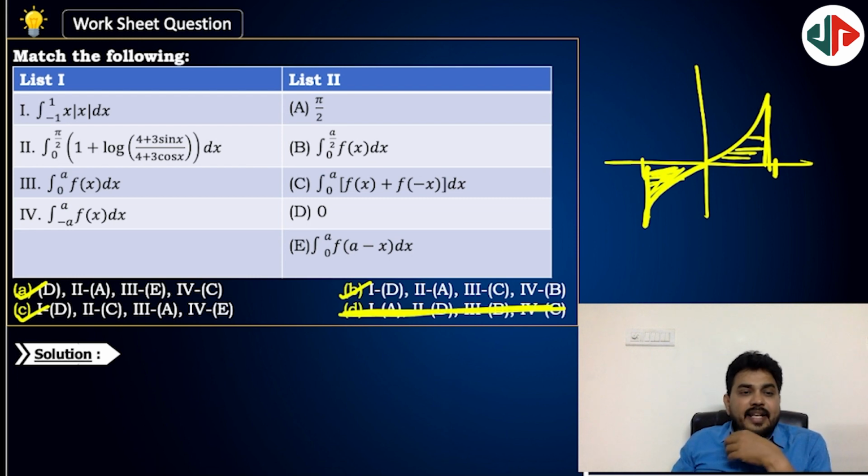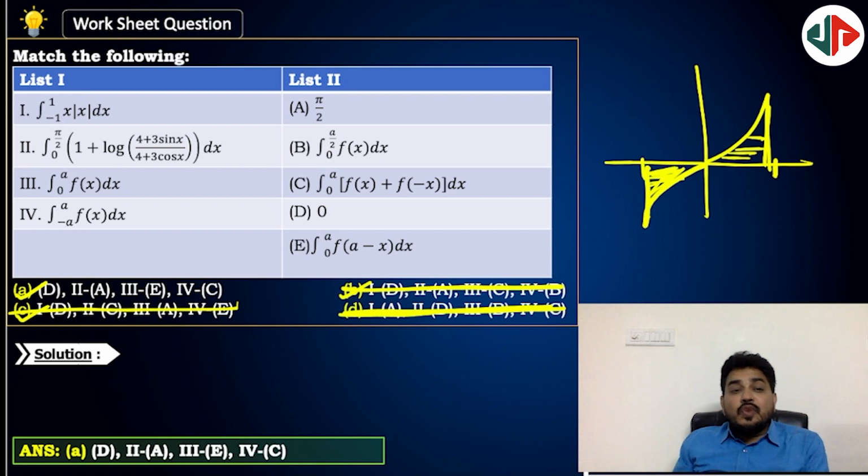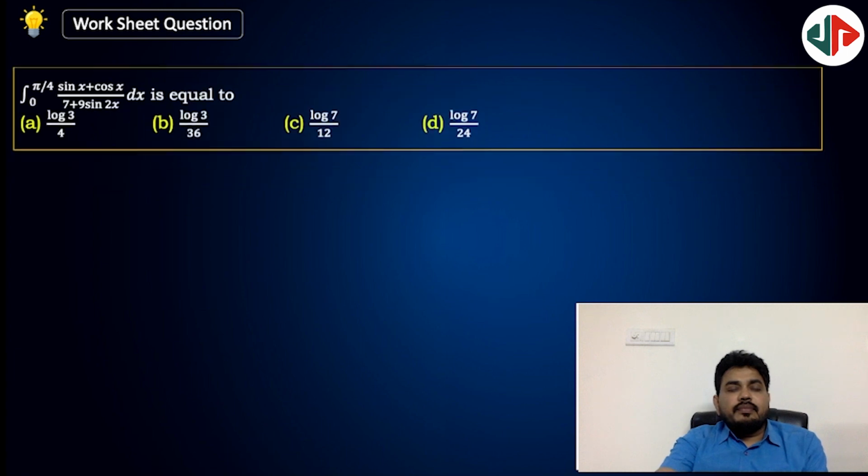Next, integral 0 to a f of x dx is equal to integral 0 to a f of a minus x. So the third one is going to be E, so this option is ruled out. Third one is going to A. So the correct answer is A. You need not look at the remaining questions actually.